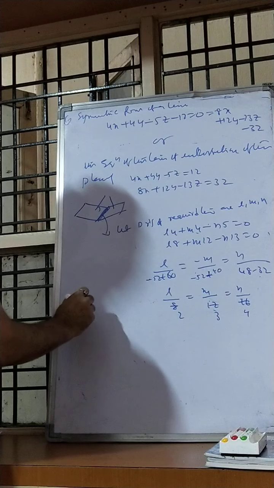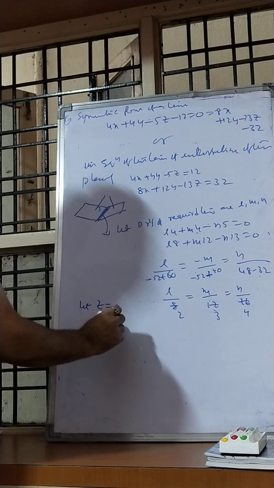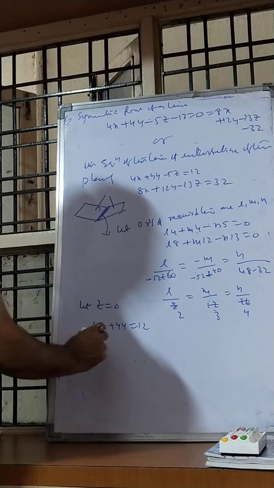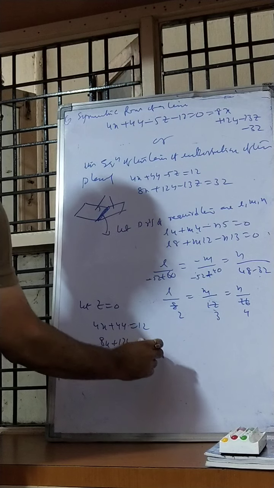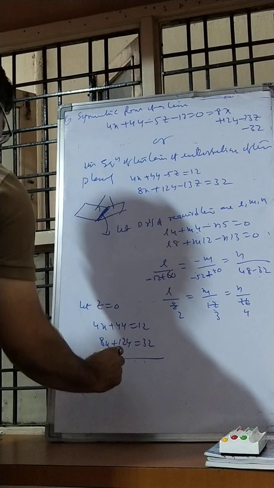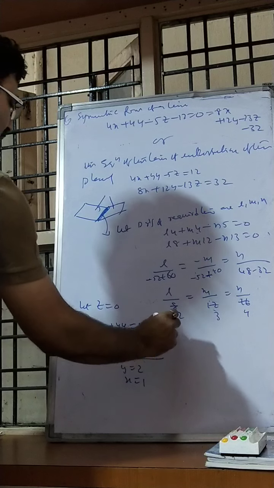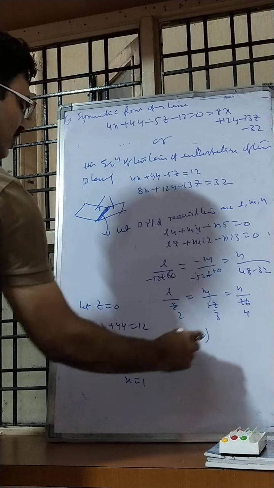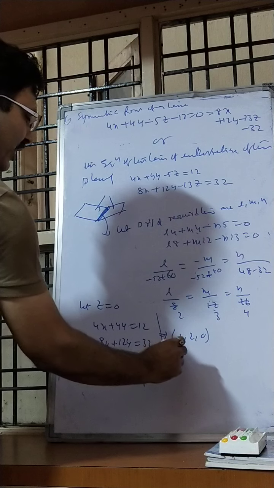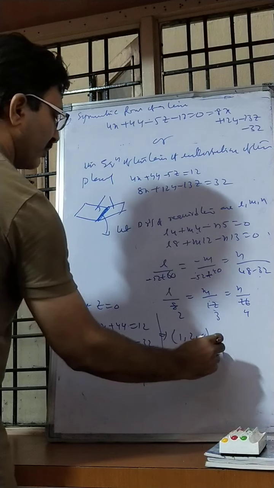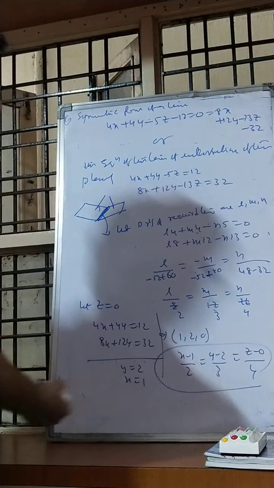For the point, let z is equal to 0, and substitute in these equations. 4x plus 4y, z is not there, equals 12. Another one is 8x plus 12y, z is not there, equals 32. Solving this, you will get y is equal to 2 and x is equal to 1. So the point is 1, 2, 0. We got the point from this also. So x minus 1 by 2, y minus 2 by 3, z minus 0 by 4. Like this we can find it.